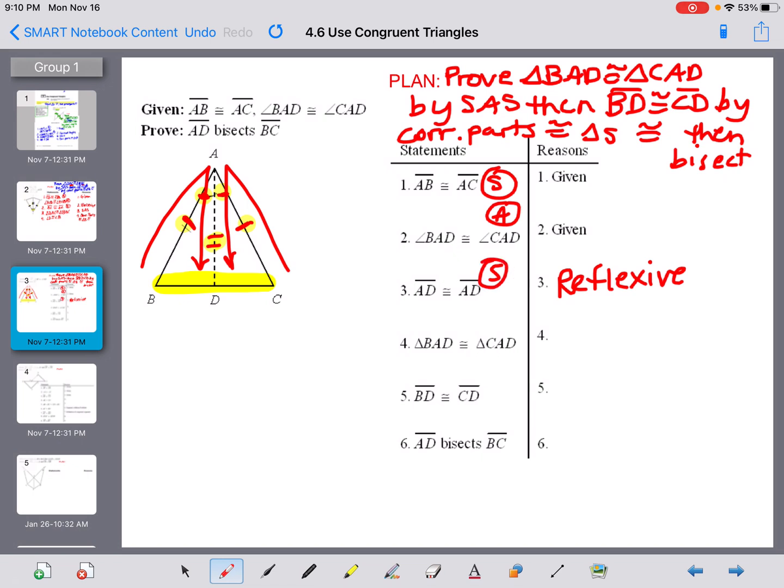All right, so we're ready to say the bad triangle is congruent to the CAD triangle, and we already decided that was going to be by side, angle, side. BD is congruent to CD, we said by corresponding parts.